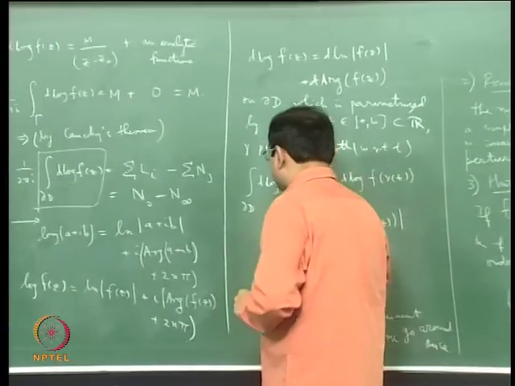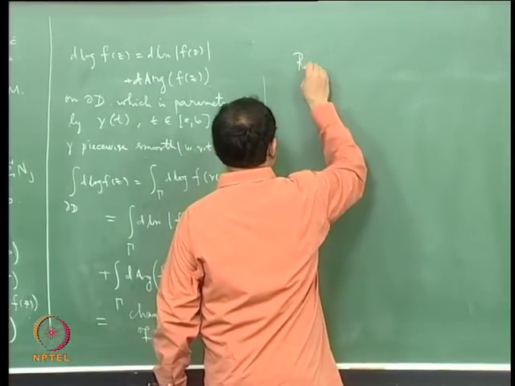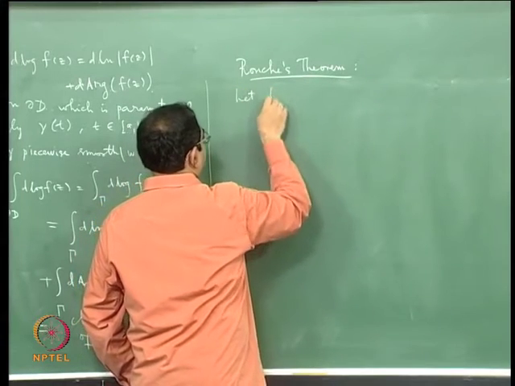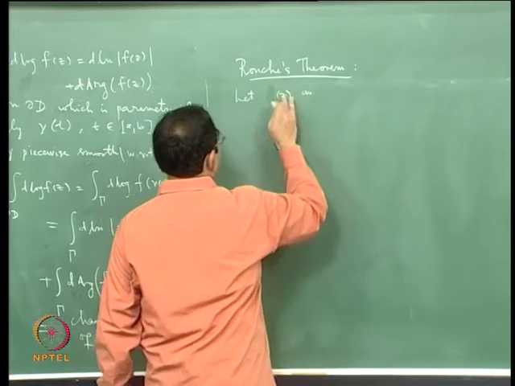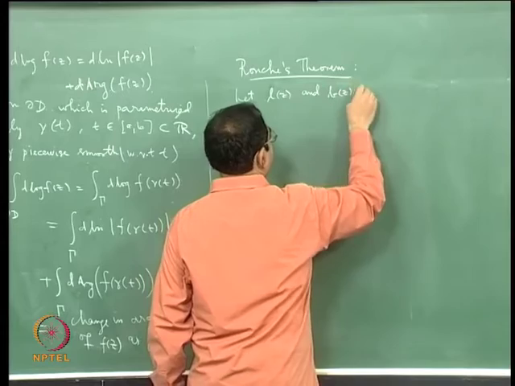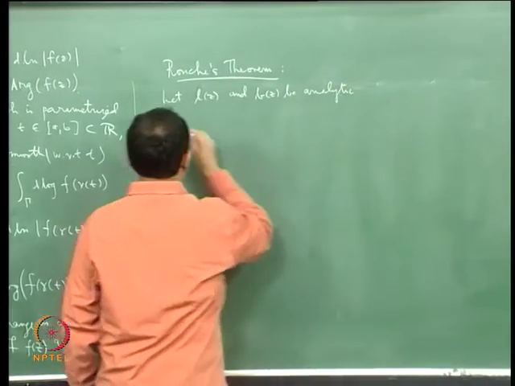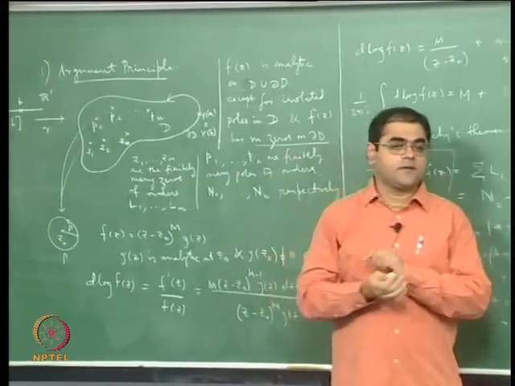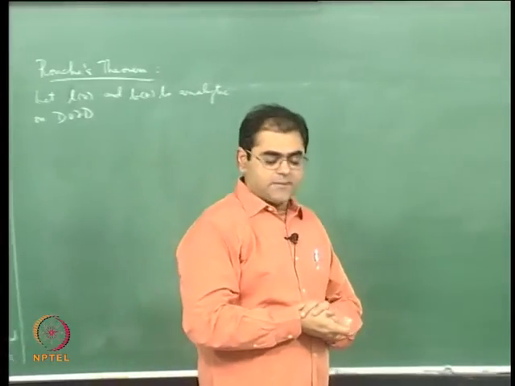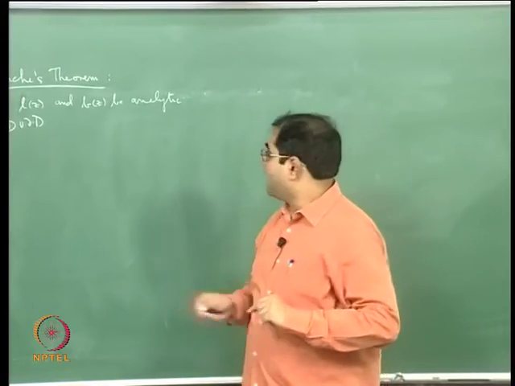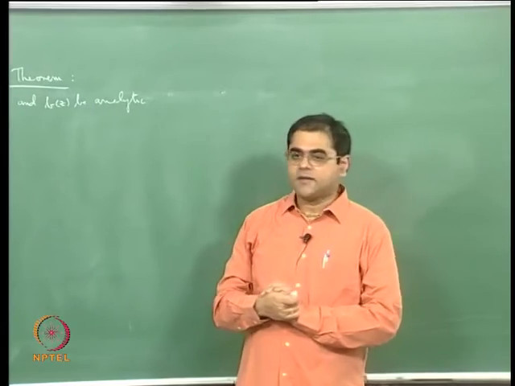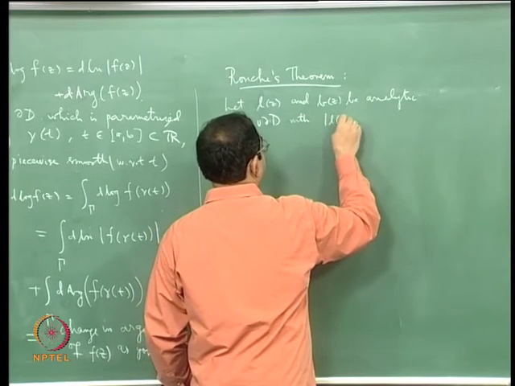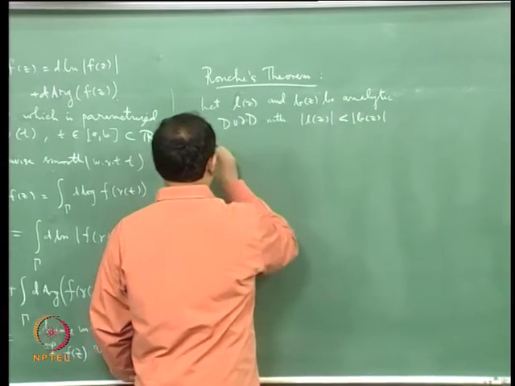Now the advantage of that is that we can prove Rouche's theorem. So here is Rouche's theorem. Let l of z and b of z be analytic functions on D union dou D, where you think of this kind of diagram. So dou D is a simple closed contour which is piecewise smooth, and D is the interior, and both functions are analytic on this whole region along with the boundary, with mod l of z strictly less than mod b of z on the boundary.